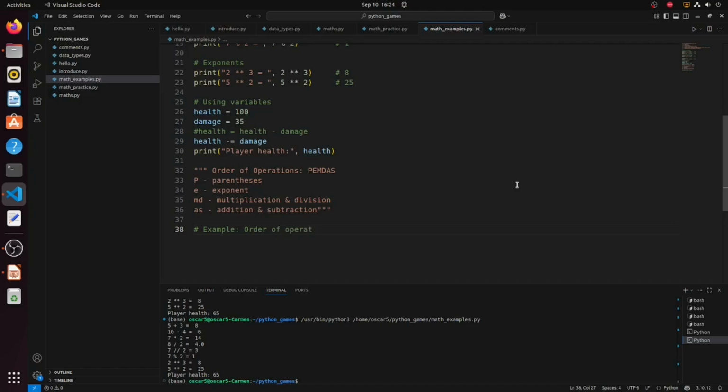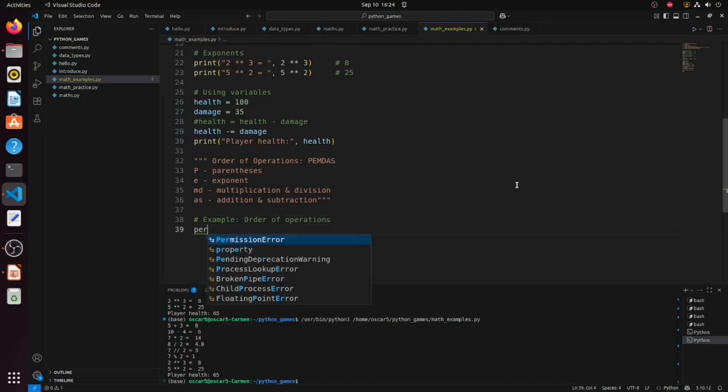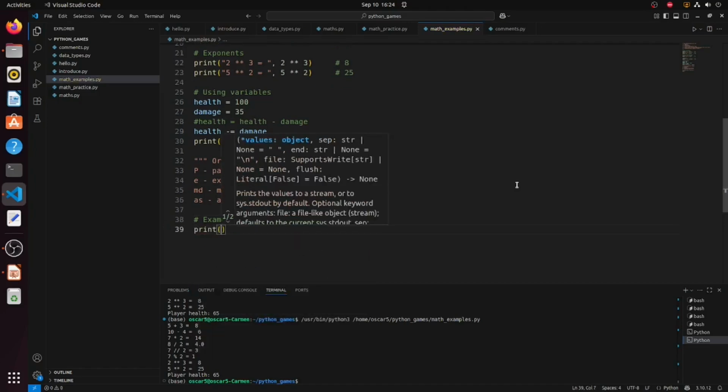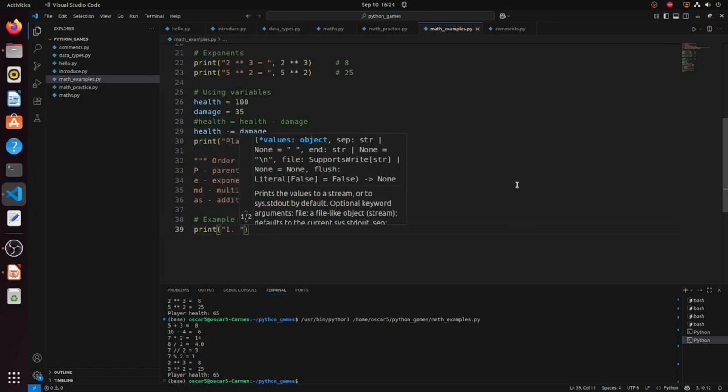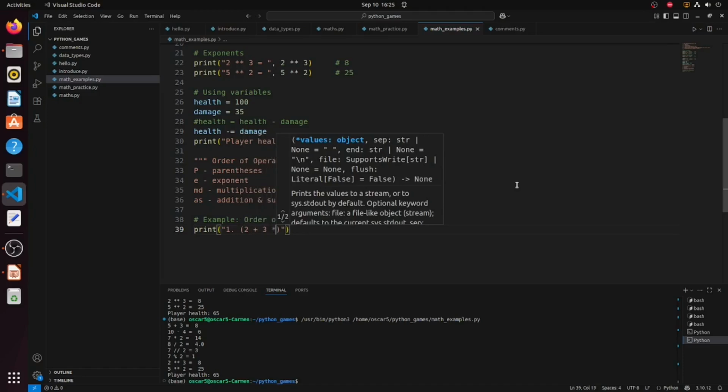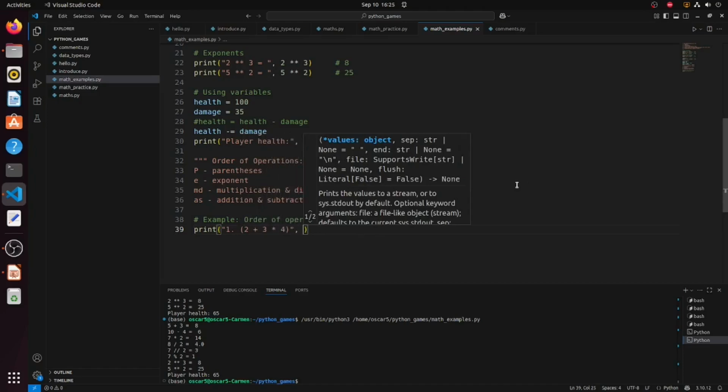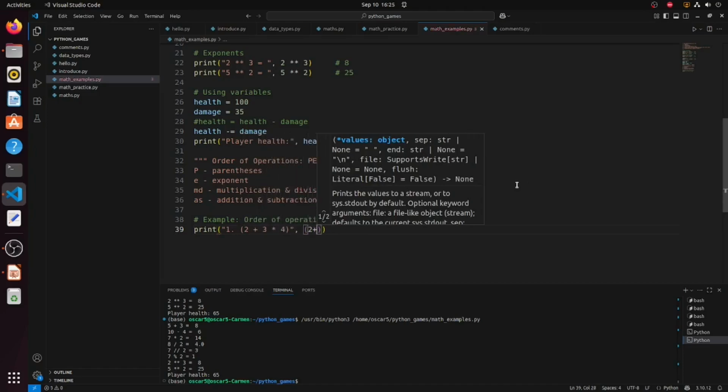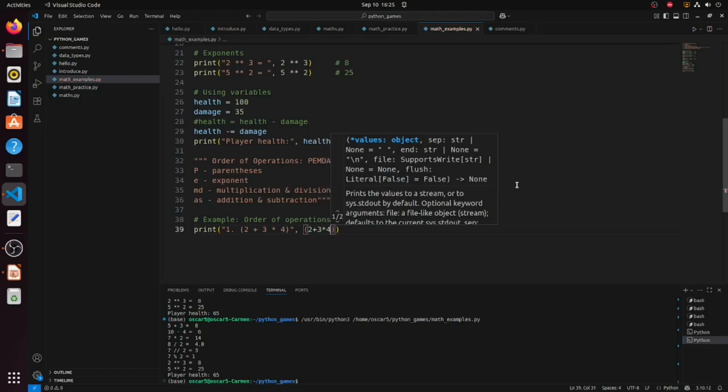Some of us might want to just go from left to right. 2 plus 3 is 5. Then 5 times 4 is 20. But Python does the multiplication first. So in Python, it goes 3 times 4 is 12. Then 12 plus 2 is 14.